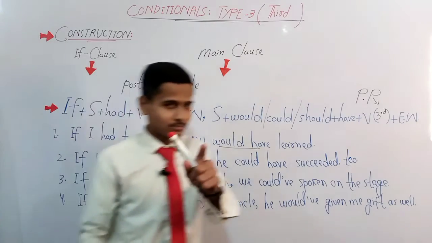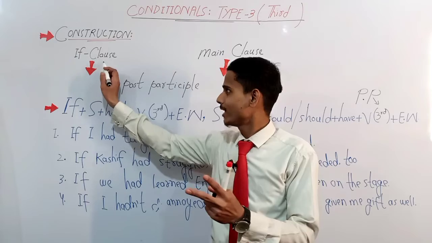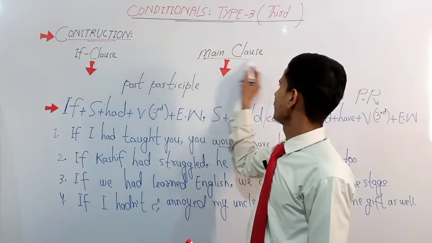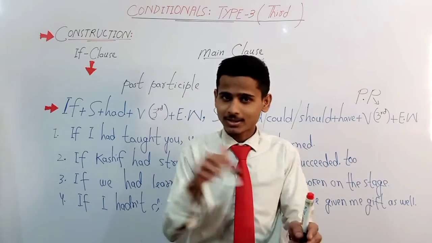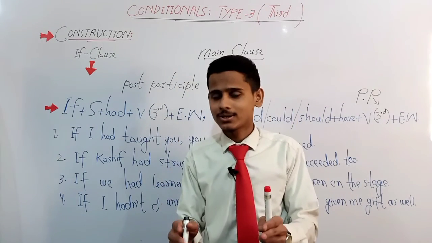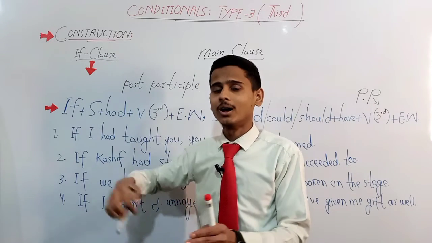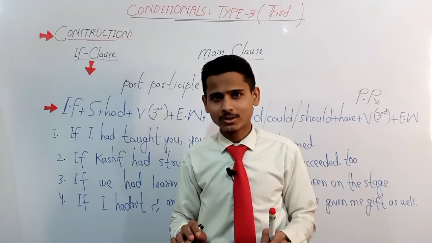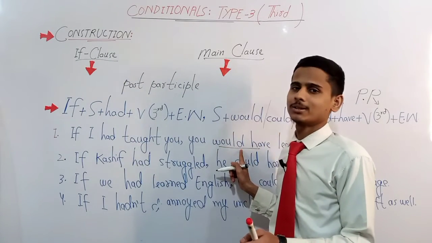I would like to further elaborate that we use 2 clauses, the if clause and the main clause. The main clause says that an action would happen in the past if the condition given in the if clause had taken place too. But since the condition didn't happen, the result didn't happen either.